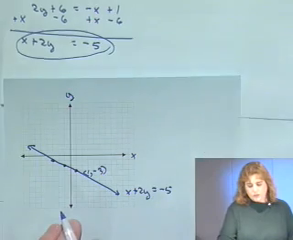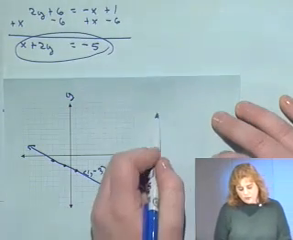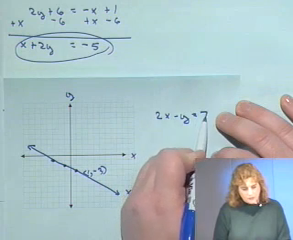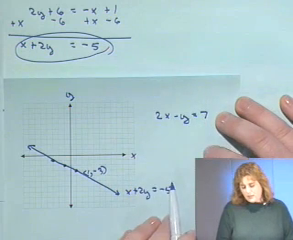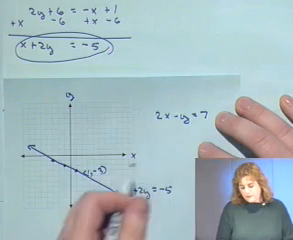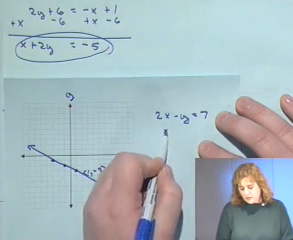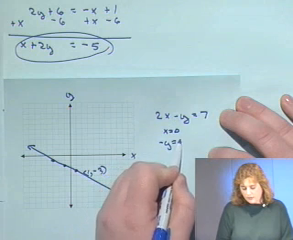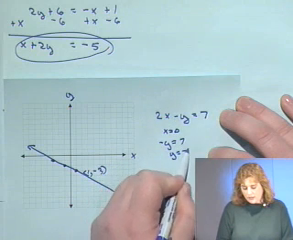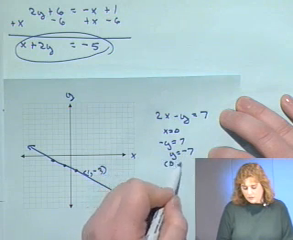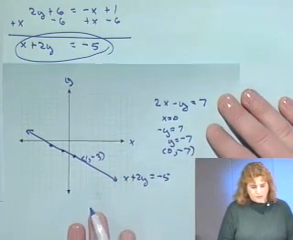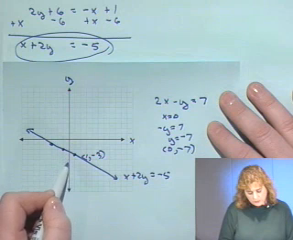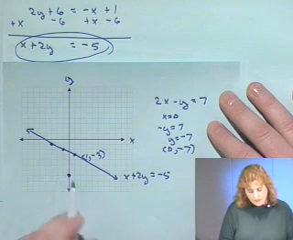And let's graph our original, which was 2x minus y equals 7. And again, let's pick a point. This time I'm going to choose x equals 0. If x is 0, then we have negative y is 7, or y is negative 7. So we've got the point 0, negative 7 over here in the scratch work. So if x is 0, down 1, 2, 3, 4, 5, 6, 7.